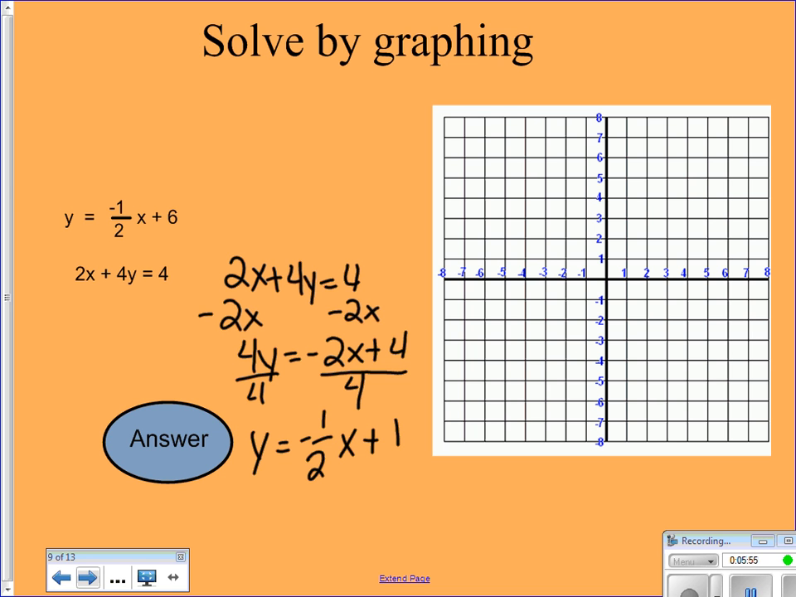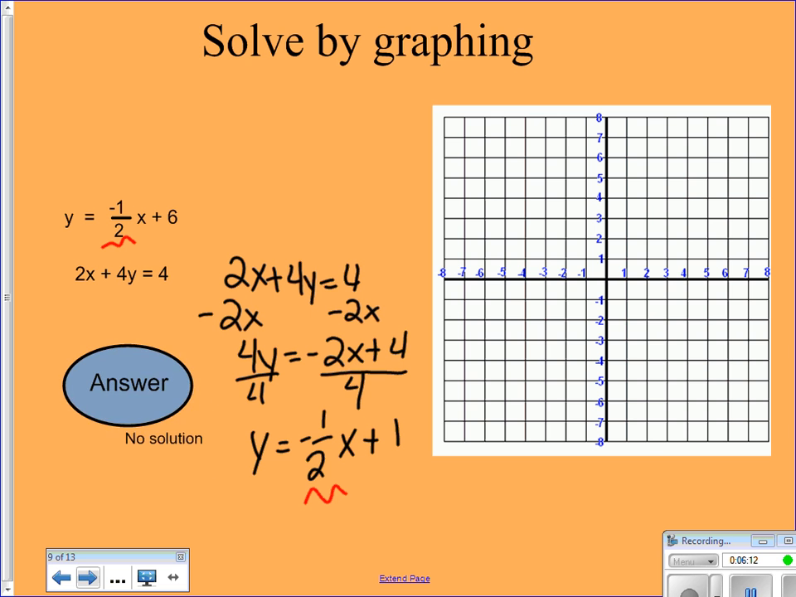Here's what I want you to take note of. Notice that these two slopes are the same. They both have negative 1/2. Because they both have the same slope, they will be parallel. If you don't believe me, go ahead and graph that one. They're both going to be parallel, so you would have no solution on this one. But go ahead and graph it on your graph just to make sure that is the case.